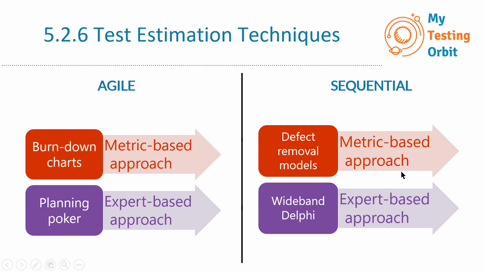Okay, so the second one is sequential. So in sequential as well, we have the defect removal model, which is an example of metric-based approach. Defect removal is where the number of defects and the timings they are captured and reported then act as a base for estimating future similar projects. So over here also, because we are talking about the number of defects, it's a metric based approach.